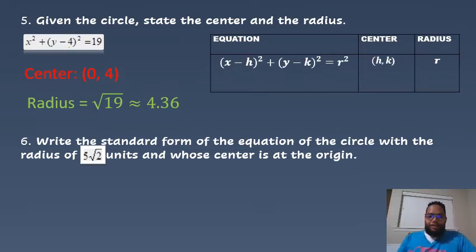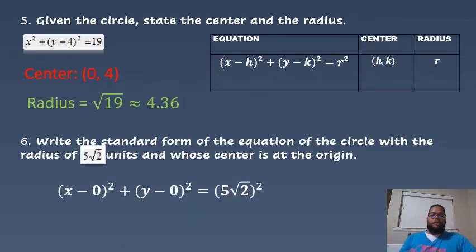All right, let's see if you got it. Now the first thing I'm going to say is that if the center is at the origin, that means the center is at (0, 0). So that means we're going to have x minus 0 squared, y minus 0 squared. The radius is 5 root 2. But you don't just leave it like that because the radius r has to be squared in the equation. So you're going to square that 5 root 2.